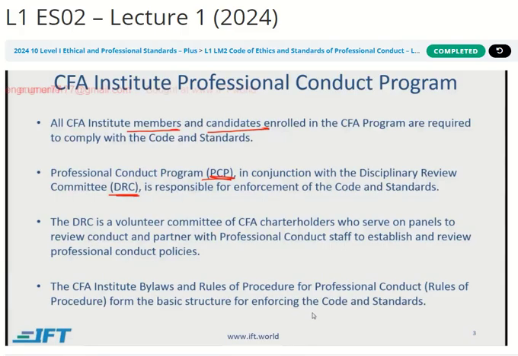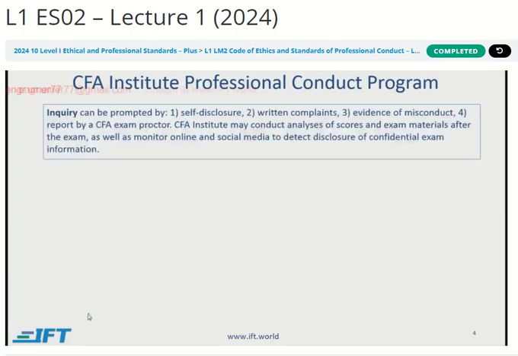You don't need to understand the details of this particular document, but what you do need to understand is the code and standards, and if there is a potential violation of the code and standards, then you will hear from the PCP. Now, you need to understand this process. What is it that initiates an inquiry by the Professional Conduct Program, and then what happens subsequent to that inquiry? So that is covered here.